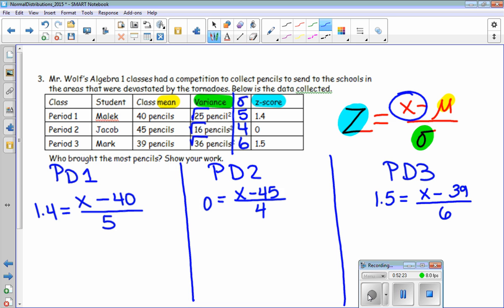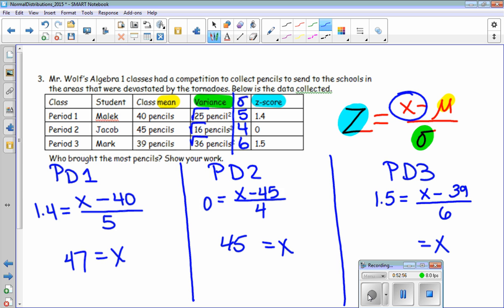How many pencils did period 1 sell? So 47.5. Maybe they had a broken pencil in there. I don't know. All right, so 47.5. How many pencils did period 2? 45. Did you not get 47.5? 47? Get 47 exact? Okay, let's double check. So we have 1.4 times 5, and then we're going to add 40. Yeah, I got 47. Something happened there, Joseph. I got 47 exactly, okay?